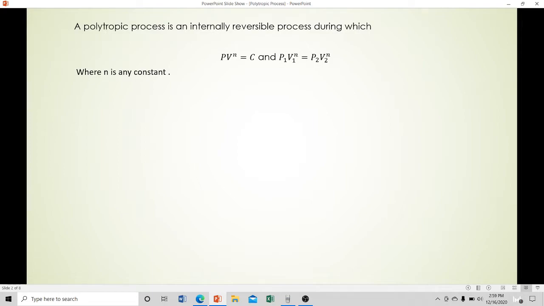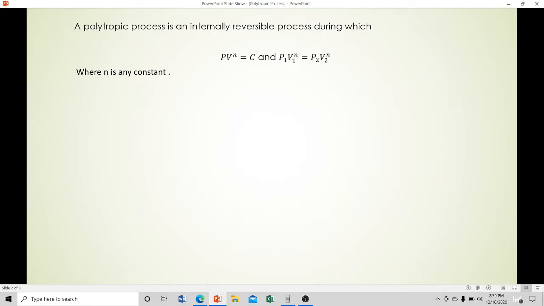So the n is varying according to the processes, such as the isentropic process, isothermal process, isobaric process, or isometric process. So we conclude that n becomes greater than or equal to 0 but less than 1.